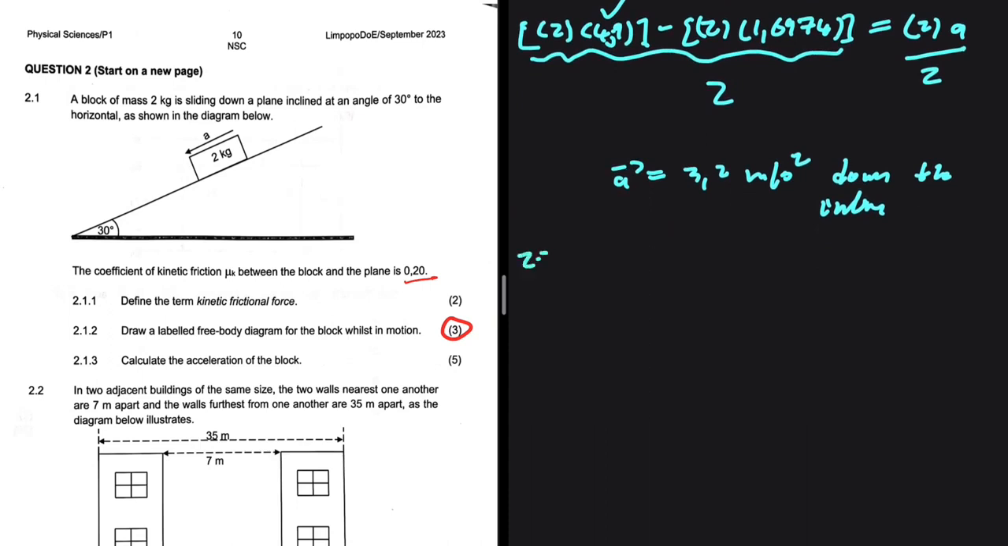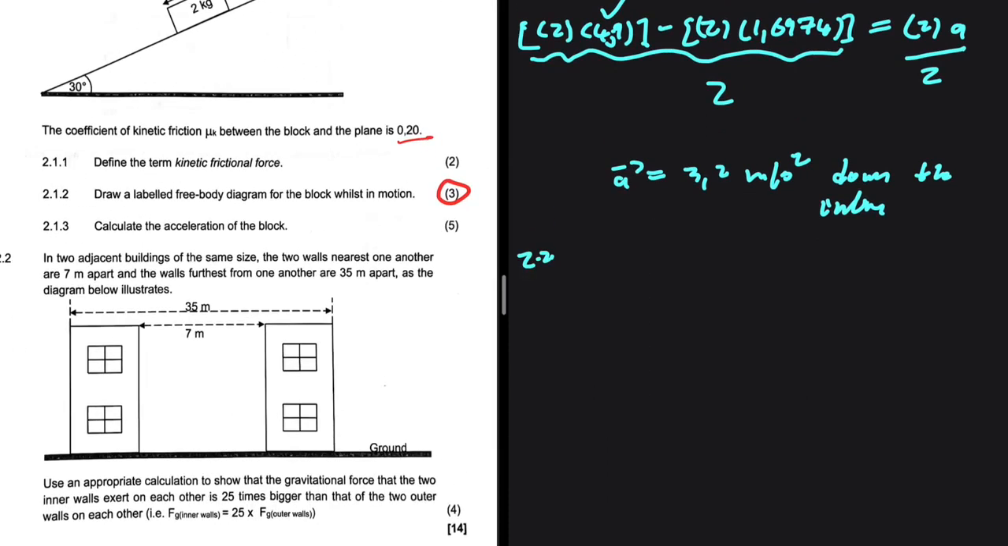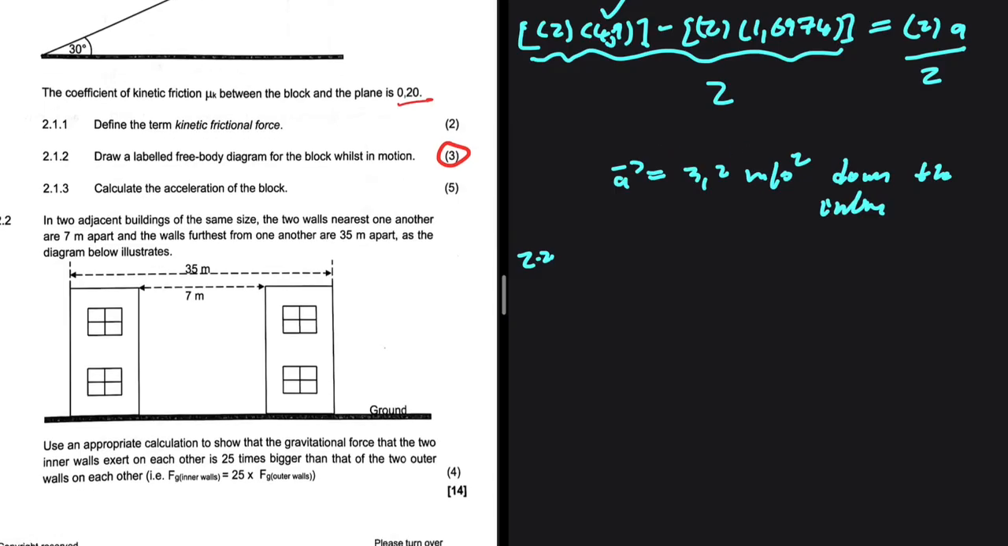Let's do 2.2. In two adjacent buildings of the same size, the two walls nearest one another are 7 meters apart, and the walls furthest from one another are 35 meters apart, as the diagram below illustrates. Right, we can see them. And then the question is saying, use an appropriate calculation to show that the gravitational force that the two inner walls exert on each other is 25 times bigger than that of the two outer walls on each other.